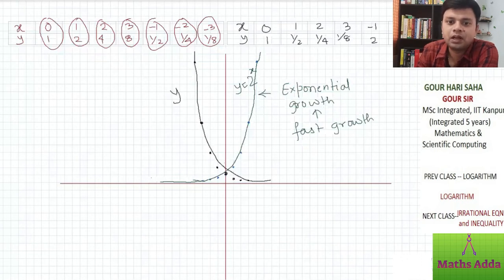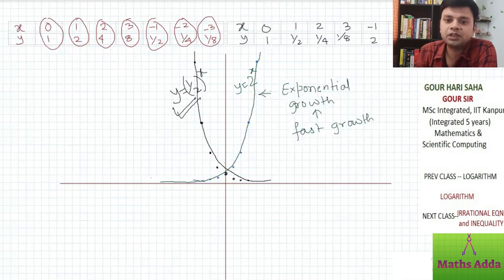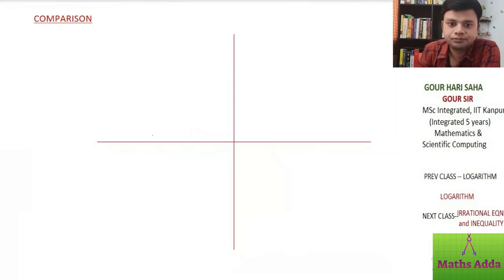This is y is equal to 1 by 2 to the power x. If the base is from 0 to 1, it looks like this. When the base is greater than 1, it looks like this. So this is the graph of the exponential function. Let us plot it separately.